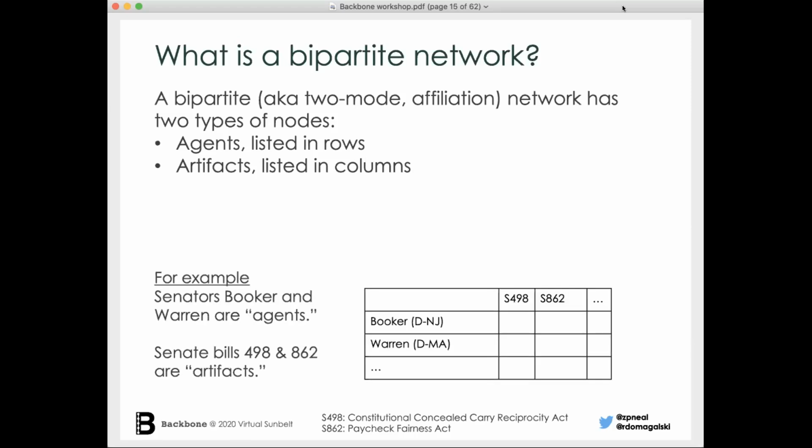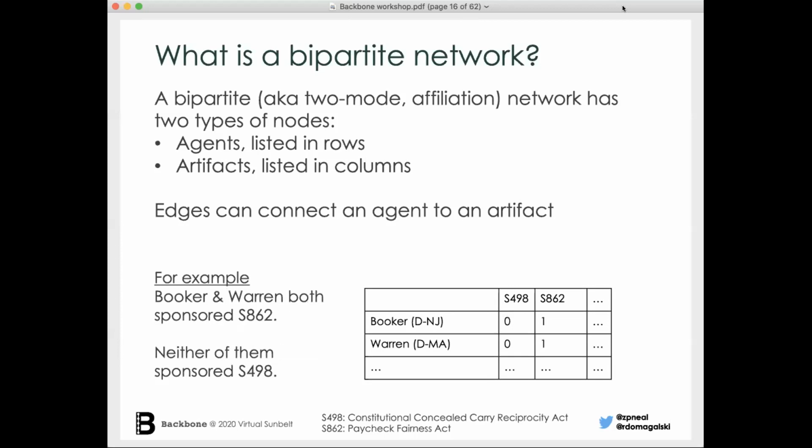So we can take a look at an example. This is the example that we'll be working through with Rachel in the second half of the workshop. This example comes from the US Senate. In this case, Senators Booker and Warren are listed as rows, and these are the agents in our bipartite network. In the columns, we have two artifacts in this example. These are both Senate bills. Senate Bill 498, which in this session was the Constitutional Concealed Carry Reciprocity Act, a bill that would allow people to carry concealed weapons. And Senate Bill 862 was the Paycheck Fairness Act. This was an act to reduce gender wage discrimination.